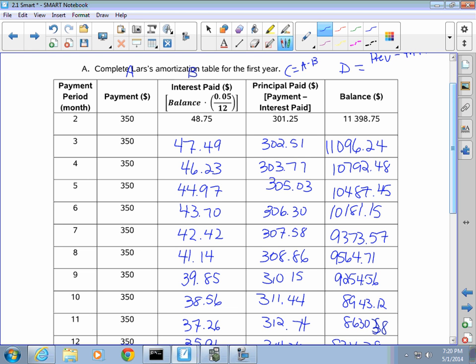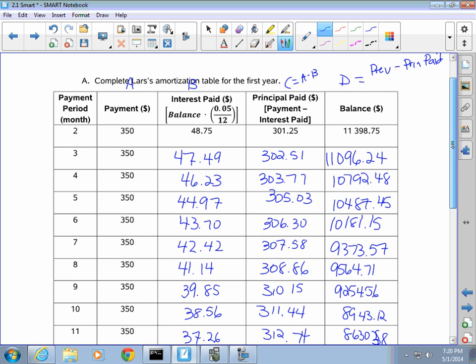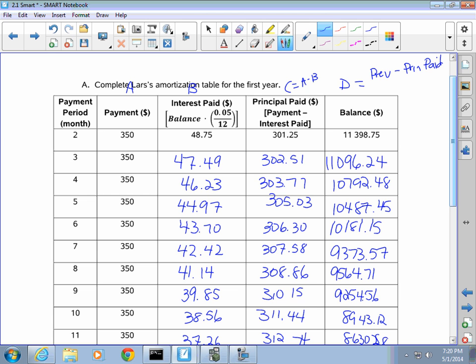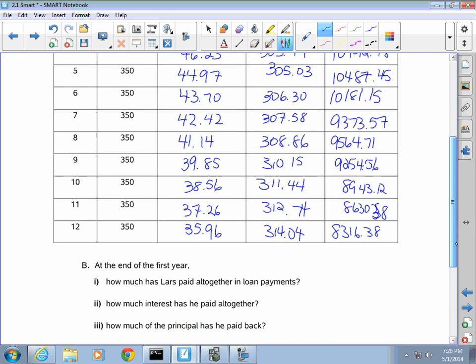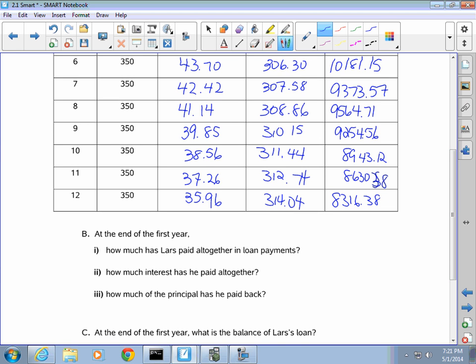So that means the balance on your loan is then just subtracting your previous amount minus your principal paid. So take whatever was in D, 11,398.75 minus the principal of 302.51 gives you 11,096.24. And you keep doing that all the way down till you get to the end here. So it says at the end of the first year, how much has Lars paid altogether in loan payments? Well, he's paid $350 for 12 months, so he's paid $4,200 on his loan.